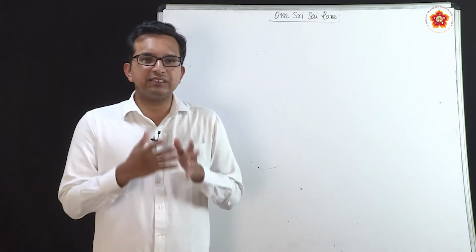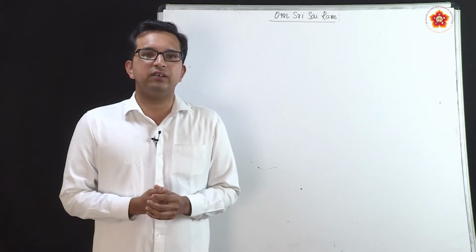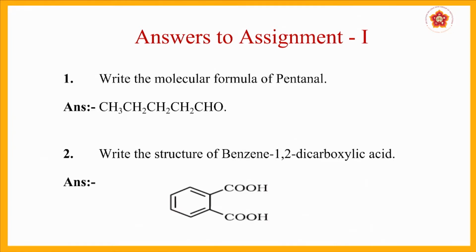Before that, we will see the answers for the assignment that was given in the last class. So, what was the first question? Write the molecular formula of pentanal. Now, al indicates aldehydes, which means that CHO group must be present. Pent indicates 5 carbon atoms, so you are able to see in total 5 carbon atoms being available there, and the hydrogens are in such a way that the tetravalency of carbon should be satisfied, and monovalency of hydrogen should be satisfied. So, this is how we can write the formula of pentanal.